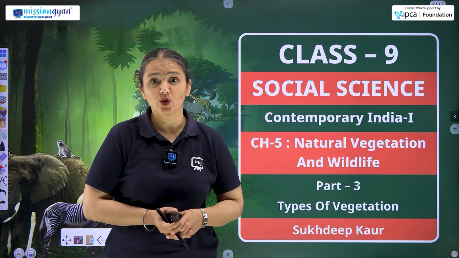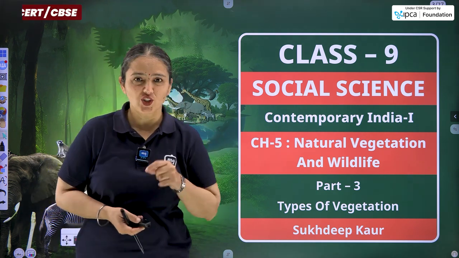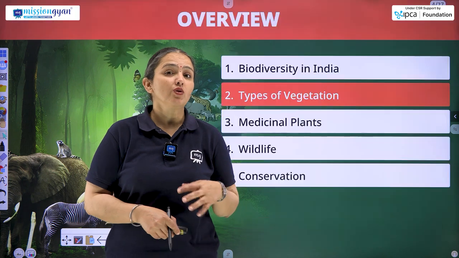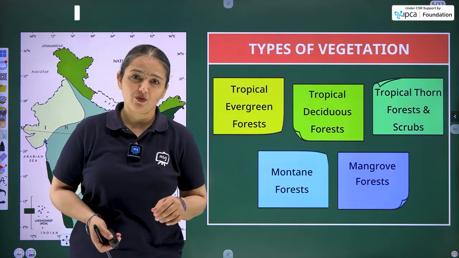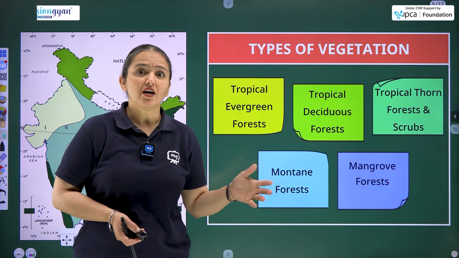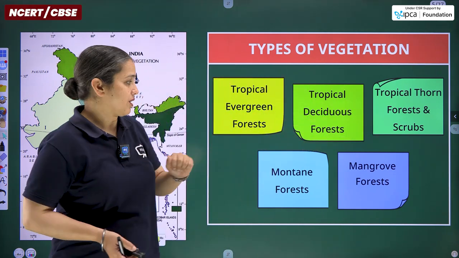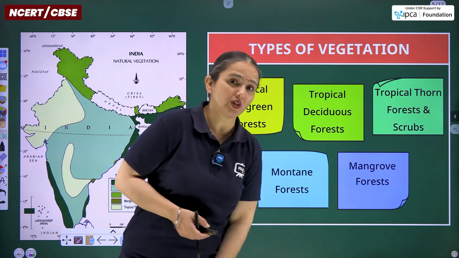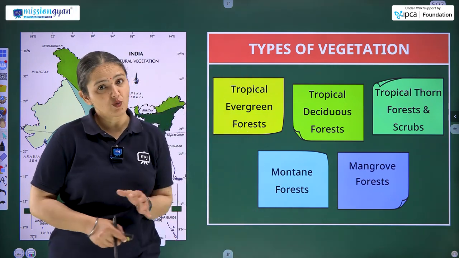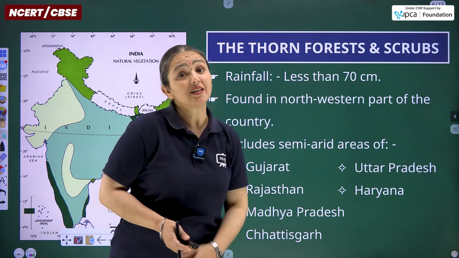Chapter number 5 is going on and we have to continue the topic of the types of vegetation, within which we still have 3 types of forests remaining for discussion: the tropical thorn forests and scrubs, mountain forests, along with mangrove forests. So first we are going to take up our thorn and scrub forest.